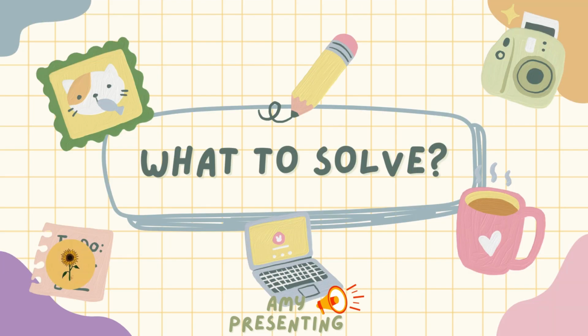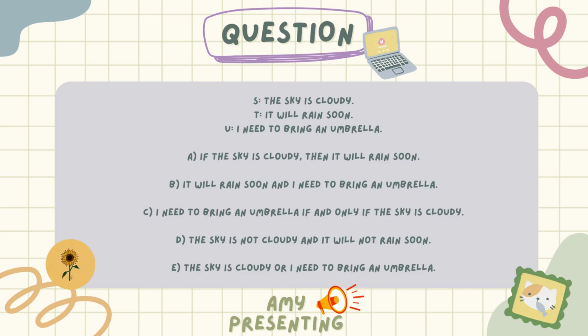So we're going to give an example question to solve. We are given these statements: S, the sky is cloudy. T, it will rain soon. U, I need to bring an umbrella. A, if the sky is cloudy, then it will rain soon. B, it will rain soon and I need to bring an umbrella. C, I need to bring an umbrella if and only if the sky is cloudy. D, the sky is not cloudy and it will not rain soon. E, the sky is cloudy or I need to bring an umbrella.